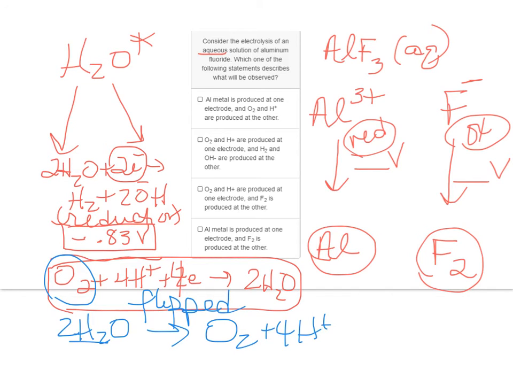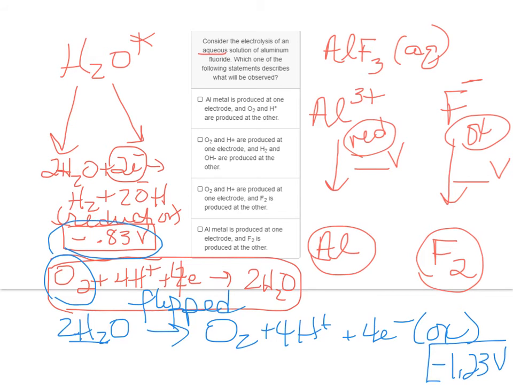And so therefore our oxidation half reaction for water is this, and its voltage, remember to also flip the voltage, is minus 1.23 volts. So you can see why electrolyzing water is not spontaneous. You have to put energy in, because the total voltage for electrolyzing water would be minus 0.83 minus 1.23. It takes quite a bit of energy.